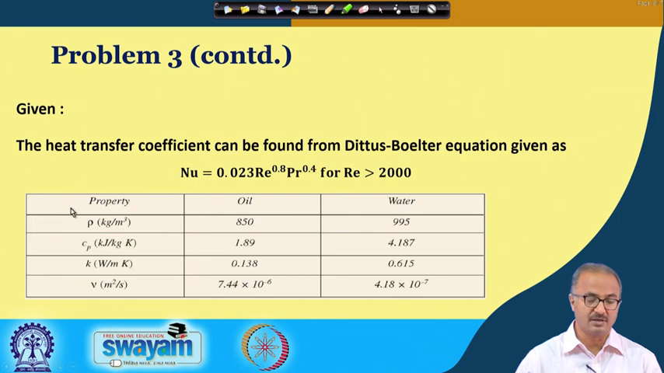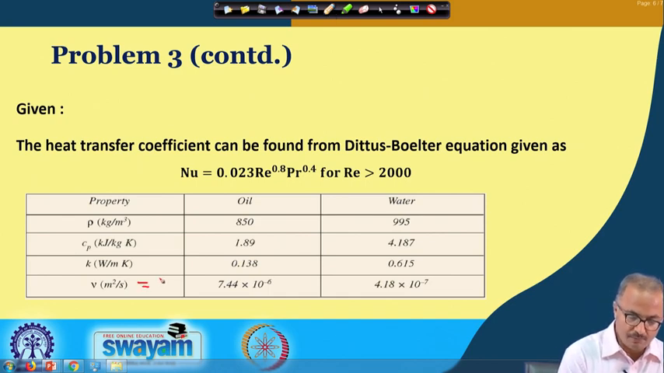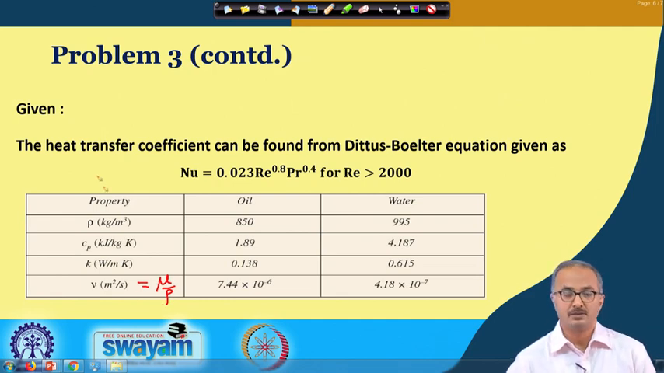heat transfer coefficient. And this table gives us the properties of the oil and water, like density, specific heat, thermal conductivity, and kinematic viscosity. This kinematic viscosity is the ratio of the dynamic viscosity and the density. That means nu is equal to mu, the dynamic viscosity, divided by the density. Okay. So, this value has been given, and all of these are given in SI units.